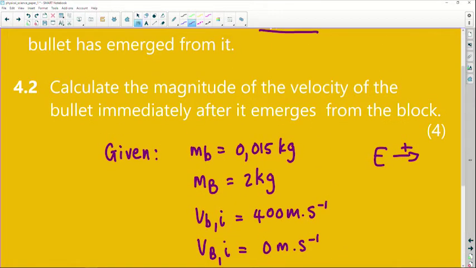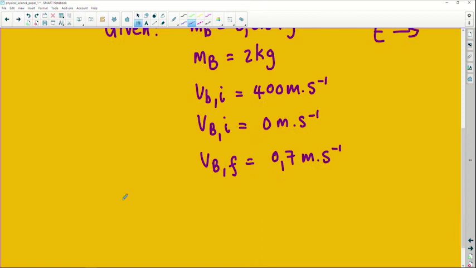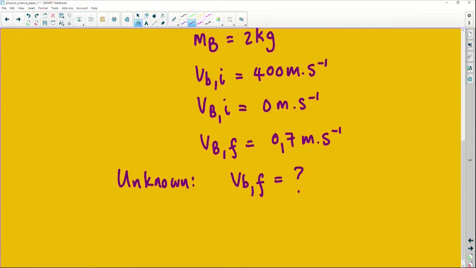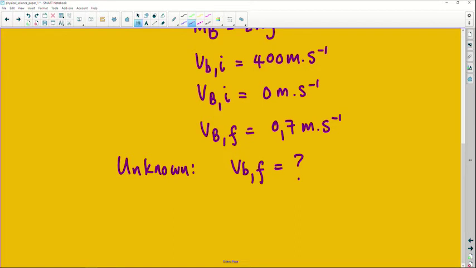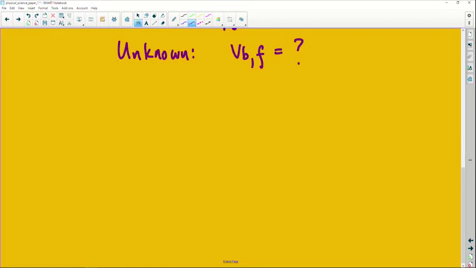If we go back to the question, they ask us to calculate the magnitude of the velocity of the bullet immediately after it emerges from the block. So the unknown in this case would be the velocity of the bullet after it has moved through the block. Right, so now that we've got everything together, let's see how we go about solving this problem.